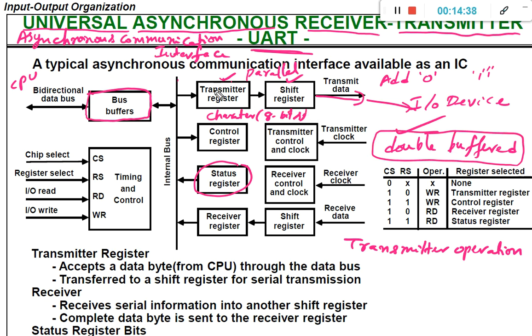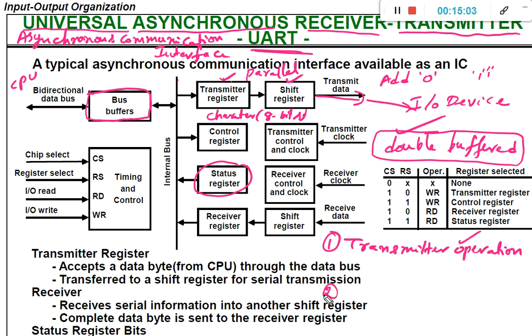However, before actually transmitting the second character to the transmitter register, the CPU needs to check the status register to make sure that the transmitter register is empty. Only then can it transmit the next character to the transmitter register. So that is the first operation, the transmit operation, and how it is performed in this block diagram.